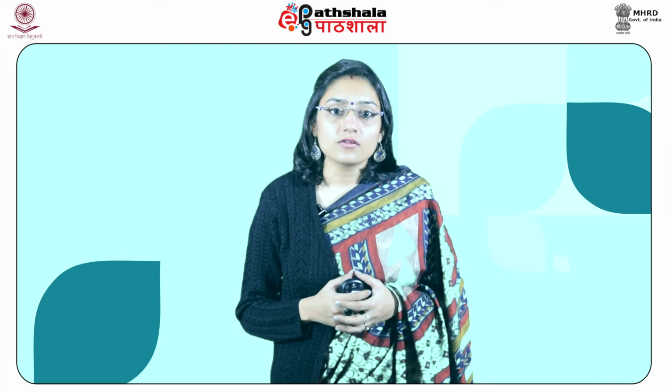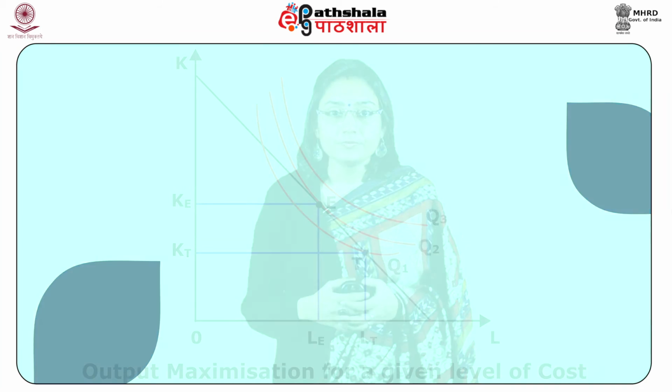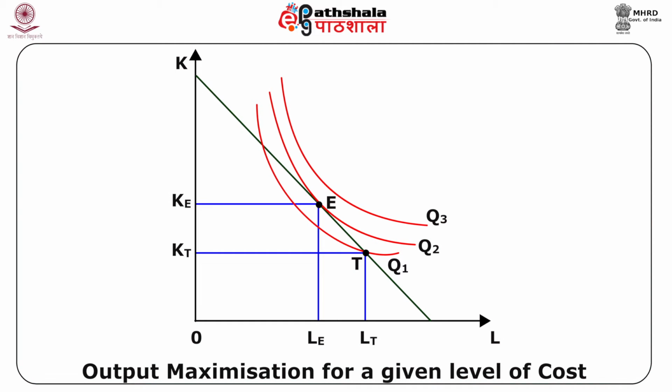There is another way to solve the problem. In many cases, a firm has a certain budget and, given this budget, the firm chooses the maximum output that can be produced. So, if C is equal to C star is given, the firm needs to find the highest possible isoquant which is tangent to the isocost associated with C star. In the earlier case, we viewed the firm's problem as one of cost minimization subject to a given output level. In this case, we look at the problem as one of output maximization for a given level of total cost.